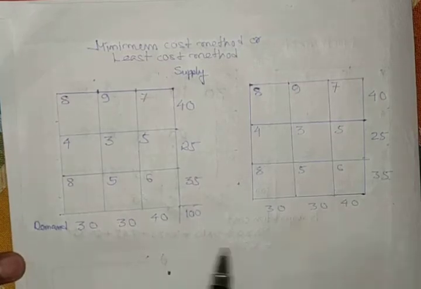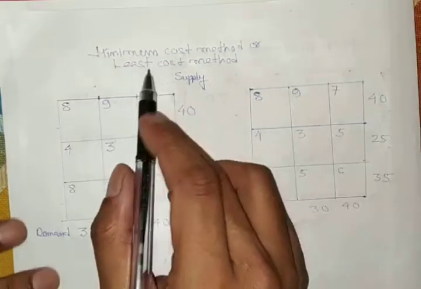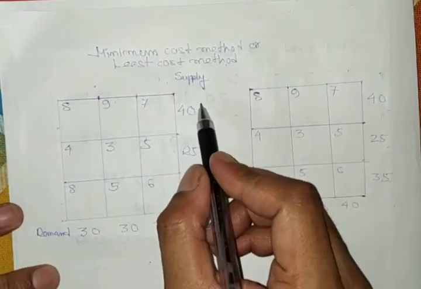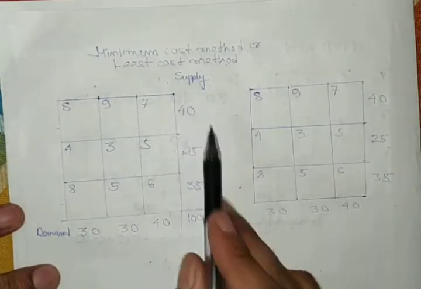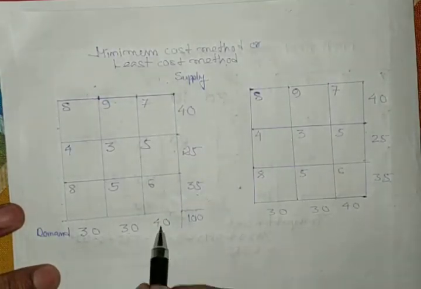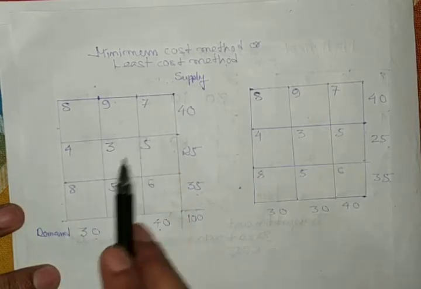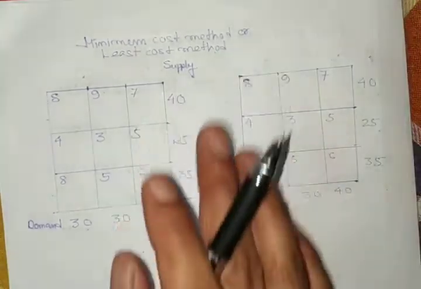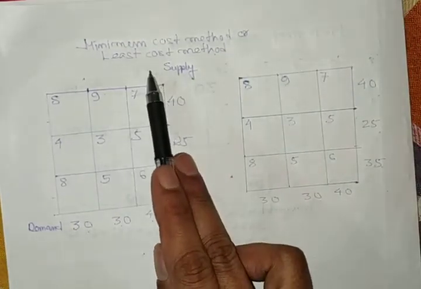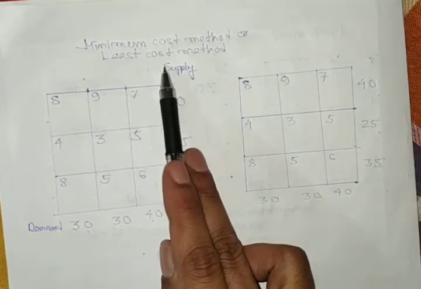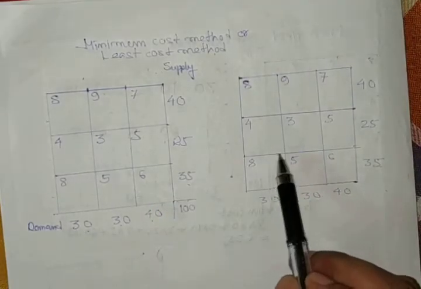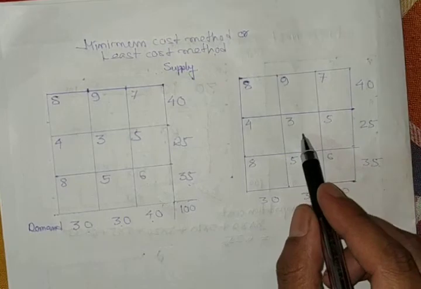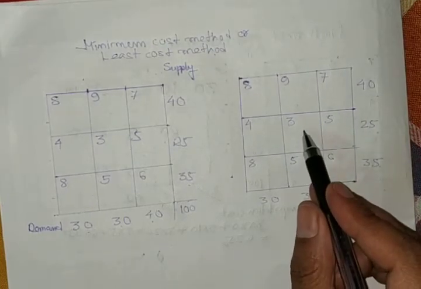So your next method is the minimum cost method or least cost method. We are considering the same numerical: 40, 25, 35 supply, 30, 30, 40 demand, and costs 8, 9, 7, 4, 3, 5, 8, 5, 6. So it is a balanced transportation problem. According to this method, we have to find the least cost among all the cells. The least cost here is 3. So in this cell we have to allocate as much as possible.